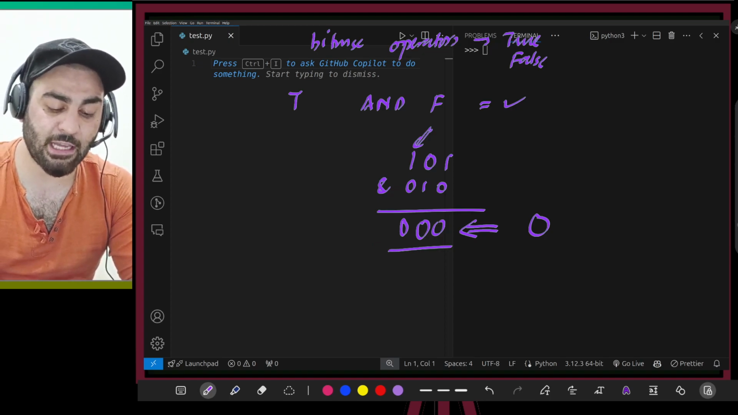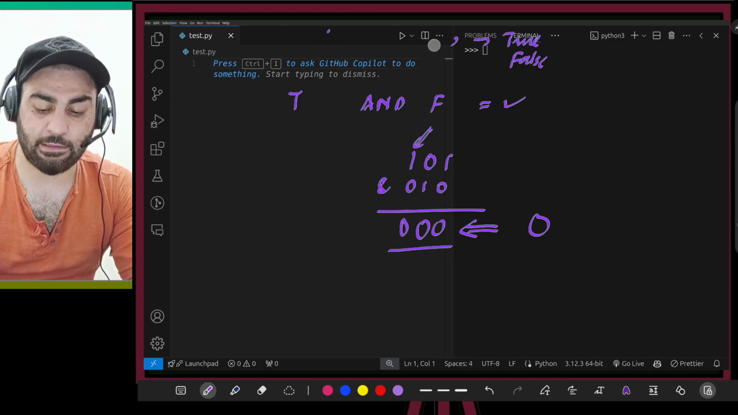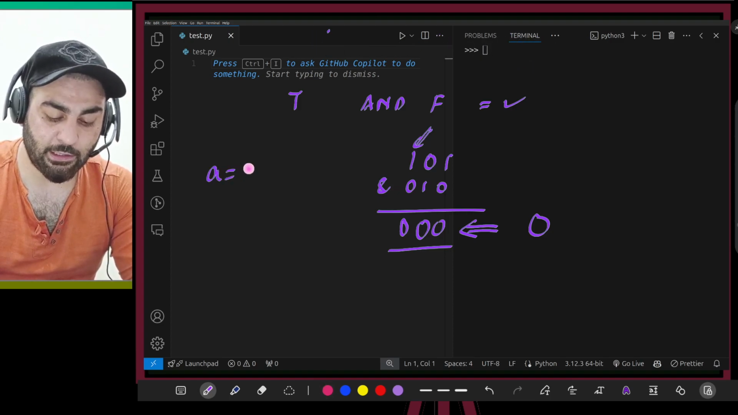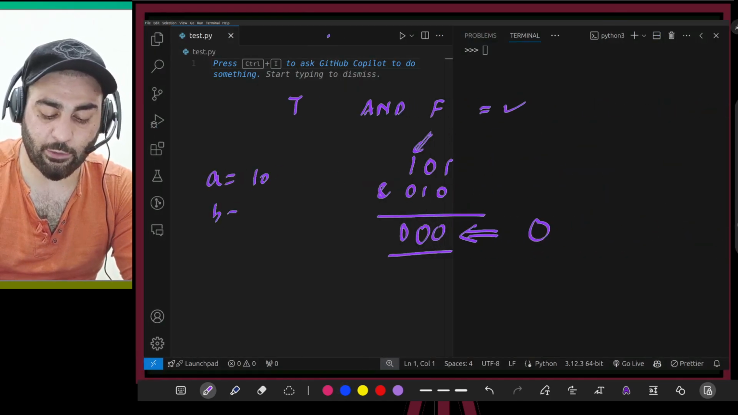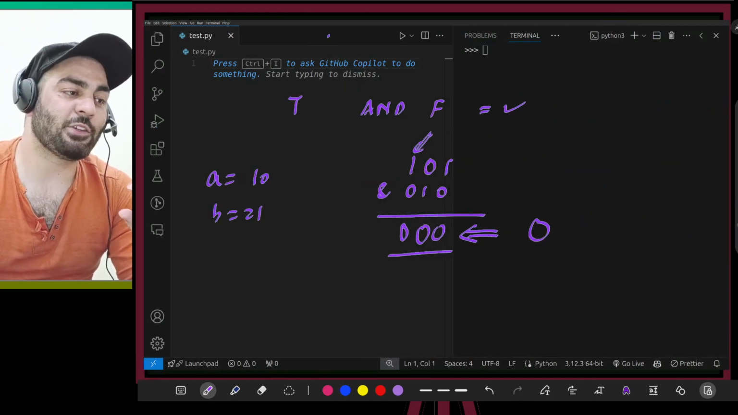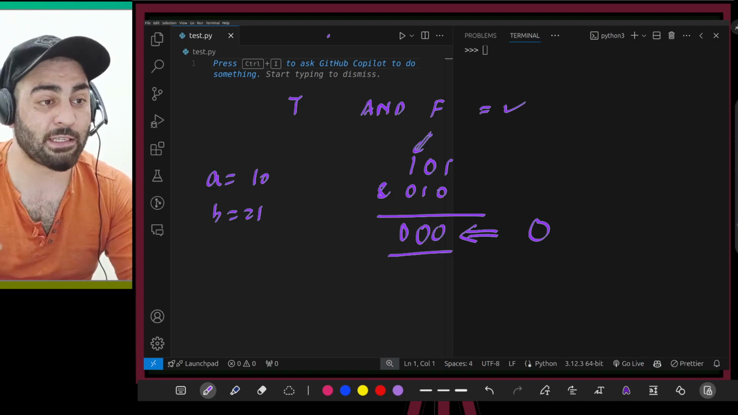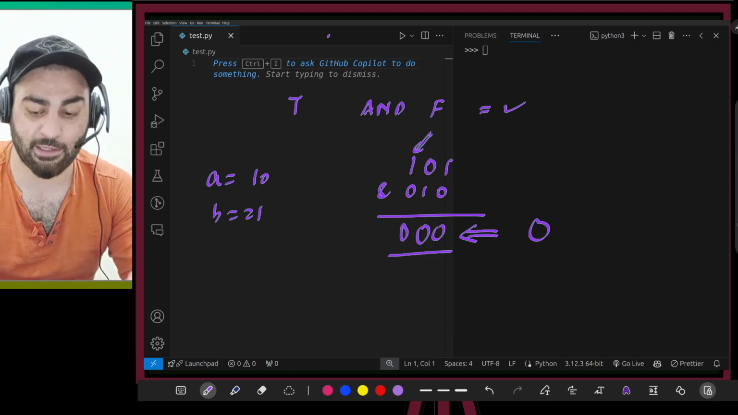So now the question is, if you have A is equal to 10 and B is equal to 21. At bit level, everything will be true and false. But once the representation is over, the computer will read it as a decimal number. So now let's do that.